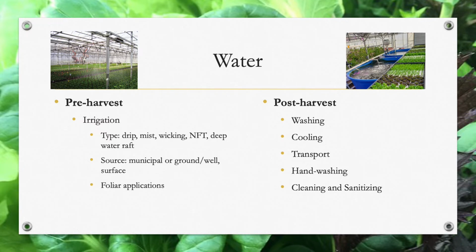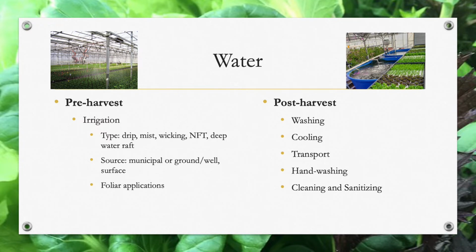The source of that water plays a huge role. In greenhouse production, we're typically looking at municipal or city water, which is always going to be considered the safest. It is treated to reach the federal threshold for potable water. Ground or well water can also be potable or near potable and be safe for the production of produce, but it needs to be tested.